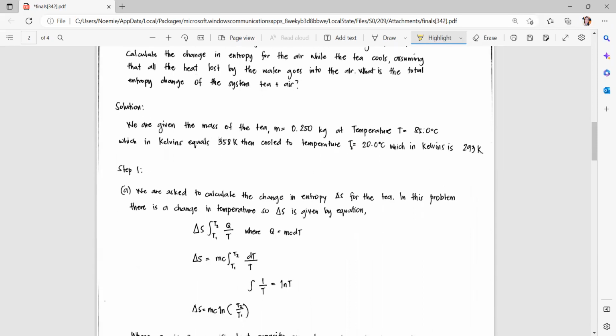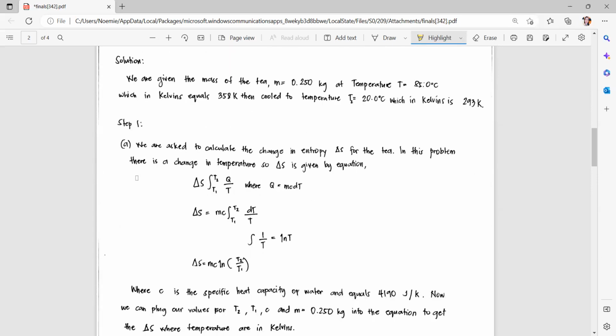I also included my explanation here so you won't get lost while I explain it. So we are given the mass of the tea, m equals 0.250 kilograms, at temperature T1 equals 85 degrees Celsius, which in kelvins equals 358. Then cooled to temperature T2 equals 20 degrees Celsius, which in kelvins is 293 K.